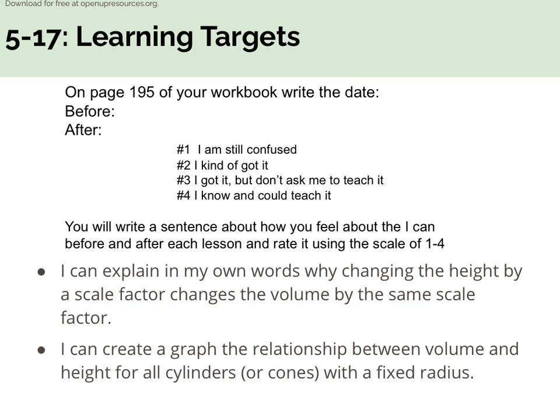Go back to page 195. Again, we're doing 2 lessons. So 195, the I can statements for lesson 17. I can explain in my own words that by changing the height by a scale factor, the volume changes by the same scale factor, and I can create a graph of the relationship between volume and the height of all the cylinders or cones with a fixed radius. And this was actually the I can statements for both lesson 17 and 18.